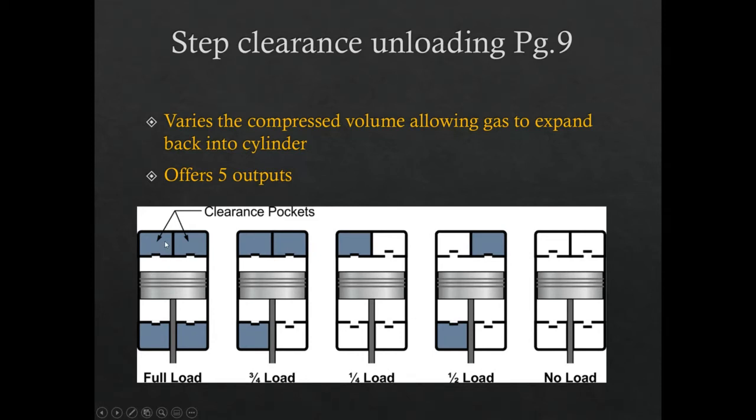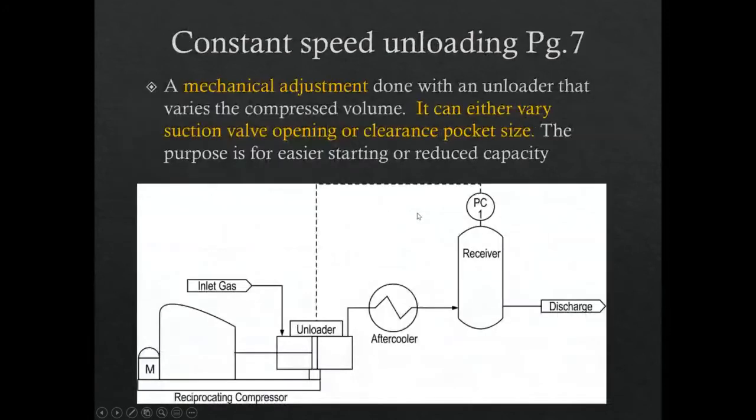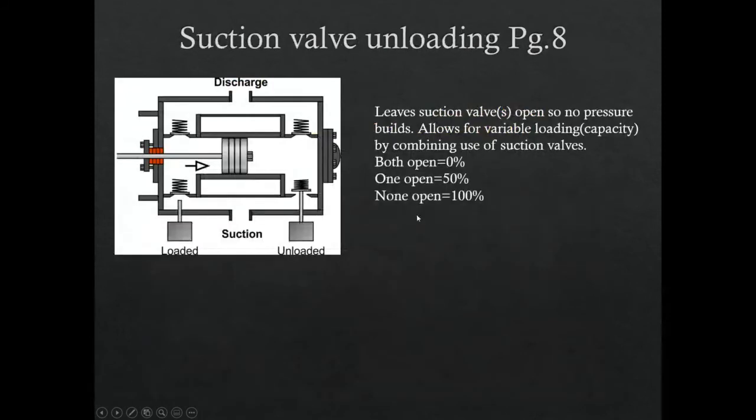So the concept of step clearance unloading is that by opening a combination of these chambers, I can get different load variables. If I close all the chambers, I get full load. I'm just compressing within the white area here. Open one chamber, I get 3/4 load. Open three chambers, I get 1/4 load. Open two chambers, I get half load. And open all the chambers, and I get no load. So that's another relatively straightforward method of controlling the pressure for startup.